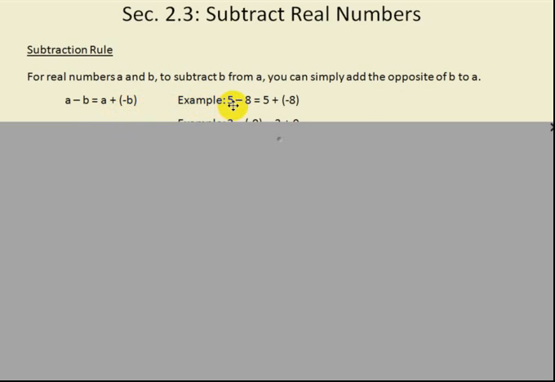So as an example, if you want to take 5 minus 8 and maybe you don't really want to do that subtraction, you can just change that to a 5 plus, and then the opposite of 8 being negative 8.